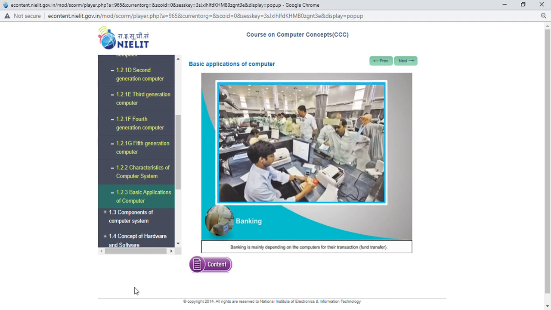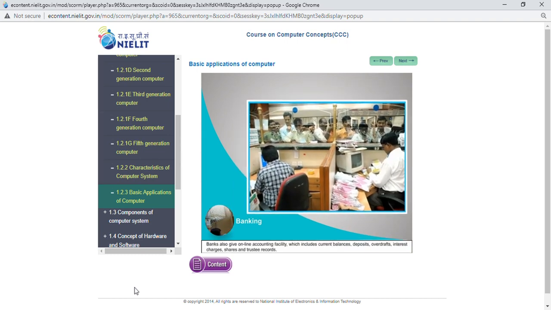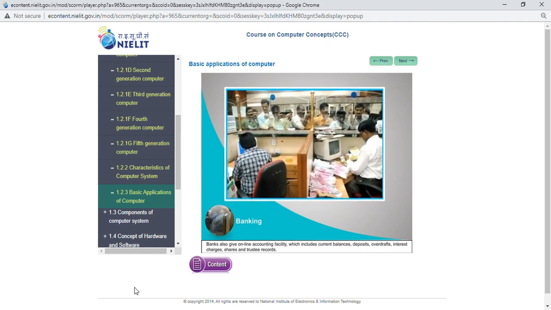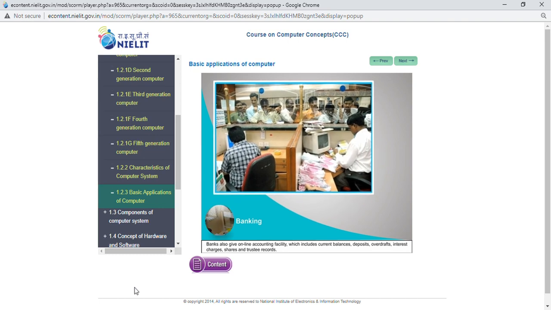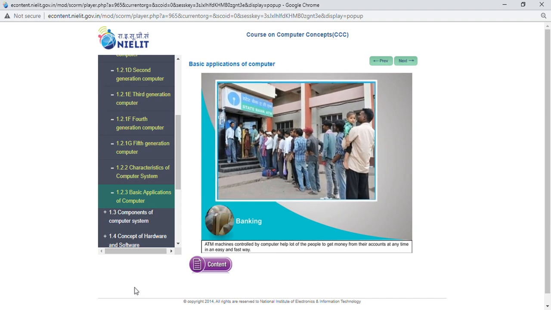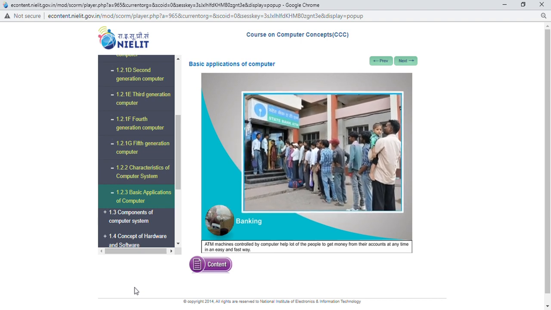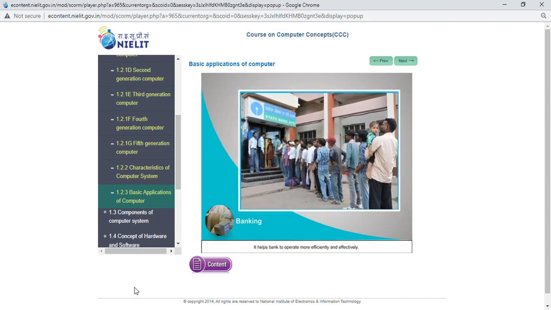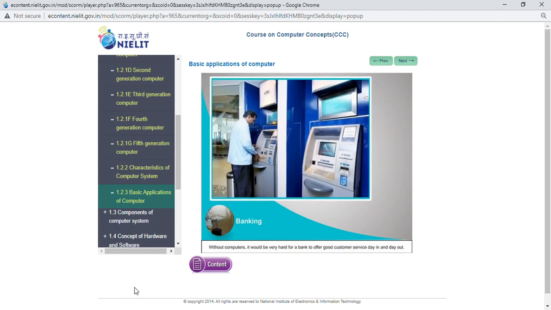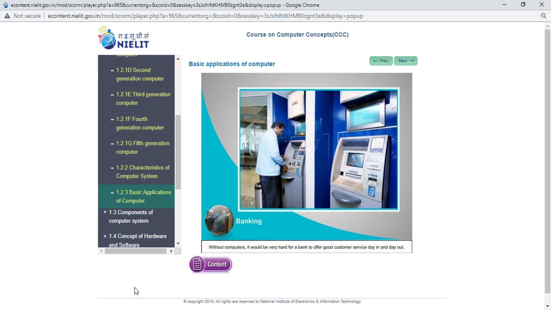Banking. Banking mainly depends on computers for transactions, that is, fund transfer. Banks also give online accounting facilities, which include current balances, deposits, overdrafts, interest charges, shares, and trustee records. ATM machines controlled by computers help a lot of people to get money from their accounts at any time in an easy and fast way. It helps banks to operate more efficiently and effectively. Without computers, it would be very hard for a bank to offer good customer service day in and day out.